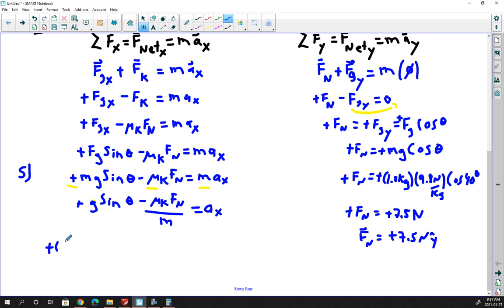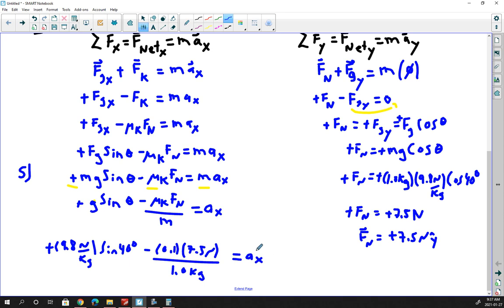So 9.8 newtons per kilogram, sine of 40 degrees, minus, I think that was 0.1, times the normal force, 7.5 newtons, all over the 1 kilogram. And that's going to be acceleration in the x direction, or at least the magnitude of it. So plug that in with your calculator and see what you get. And we'll be right back.